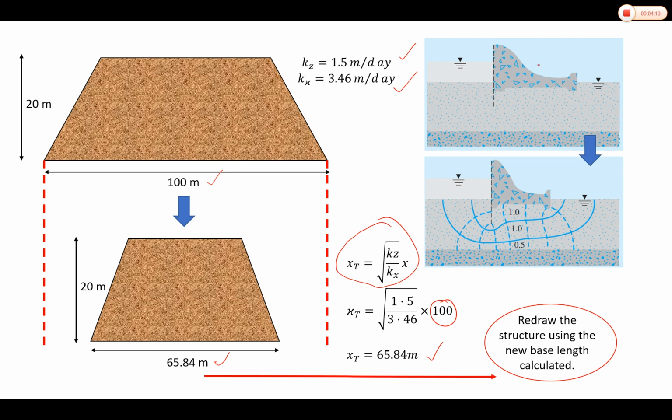If you can see here, this is the initial condition. Okay, then when we redraw the structure using the new x elements, the length of the base will be shortened. Okay, then we will draw the flow net as usual in isotropic and ensure that all the rules follow. Okay, so we will have the flow net with the flow lines and also with the equipotential line.